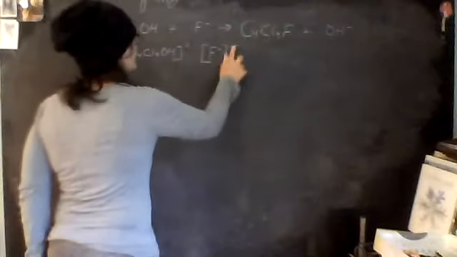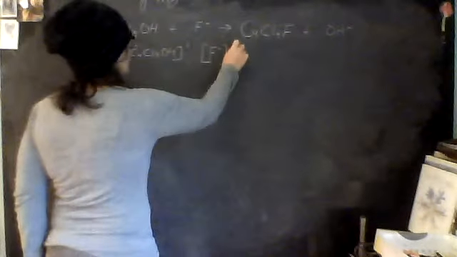How about the F negative? When the F negative changes in concentration between trial 1 and trial 2, it doubles. What happens to the reaction rate? Nothing, it stays the same, which means that that coefficient is 0. Meaning the concentration does not affect our reaction rate.